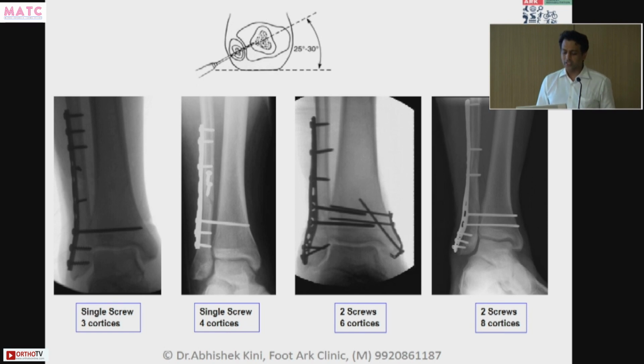It could be a single 3-cortex screw, a single screw which is 4-cortex. You could use 2 screws 3-cortex, which makes it 6 cortices. You can use 2 screws 4 cortices, 8 cortices.